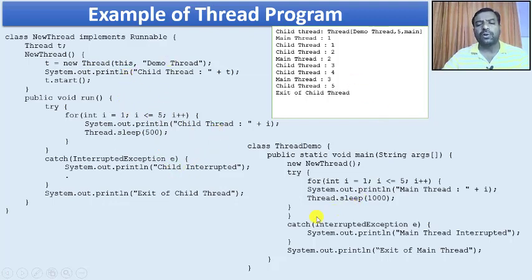Clear? The control will come here. It has printed only 3. It is going to print 4. It is going to print, fine, and the execution will be stopped saying exit of the main thread. So this is how a thread program will be executed. Clear? This is how we create a thread using the Runnable interface, and how this is executed.